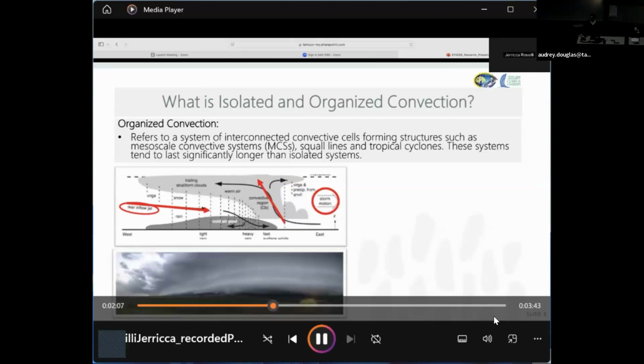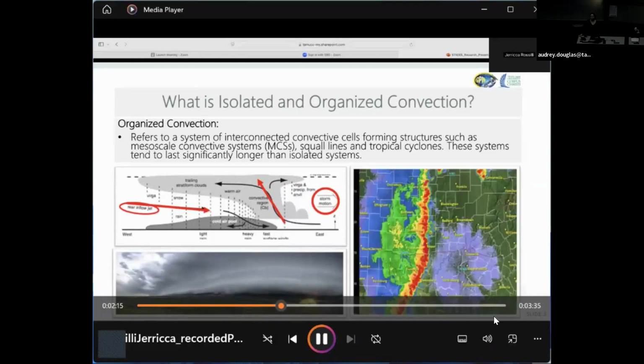Here's an example of what that would look like in real life. It's a much bigger storm than the isolated storm that we saw previously. And then an example of what this would look like on radar.